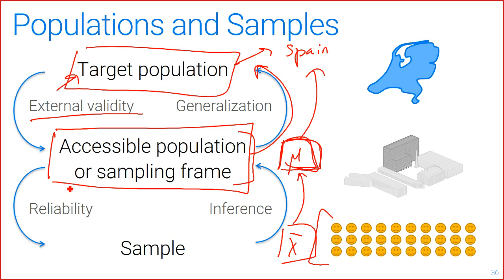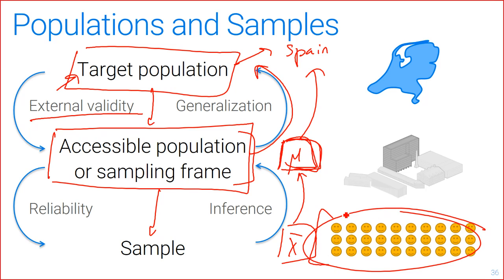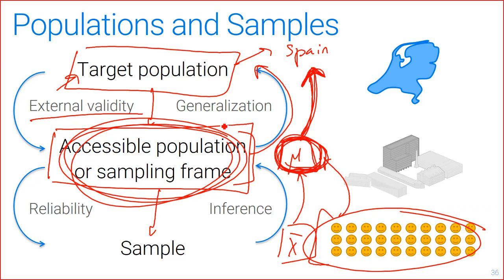From there, we only have access to the sampling frame, and from there we sample. We study the sample, make inferences back. We talk about populations here, and then here it's a qualitative assessment of whether you can generalize or not. So how well do these sampling frames correspond to the target populations?